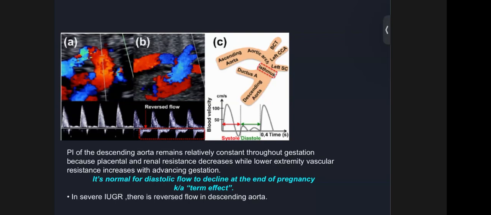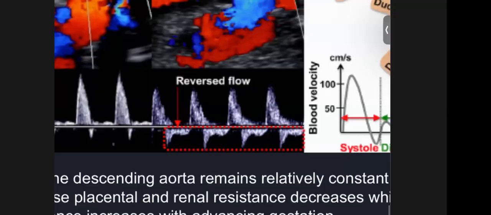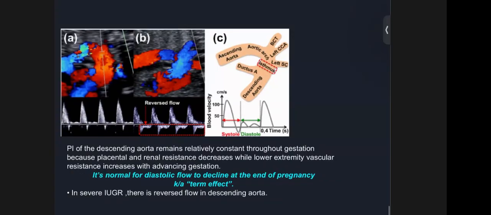In severe IUGR, there is reverse flow in the descending aorta. You can see the reversal of flow in the descending aorta. This is severe IUGR. This is usually not done. You guys can start practicing on your patients just to get the hang of it.